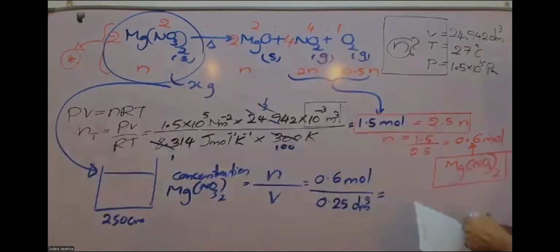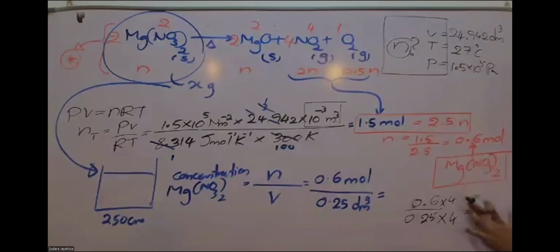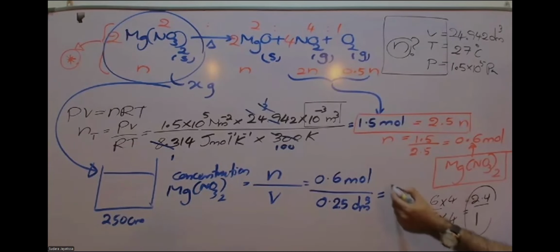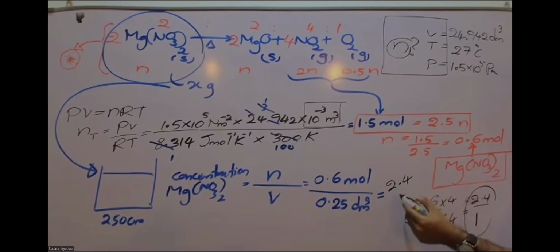Okay. So in this way, again, don't start dividing by 0.25. So, you know, we usually have small math tricks. So you can multiply both sides by 4. Then it becomes 1. Here it will become 2.4. So then your answer is going to be 2.4 moles per decimeter cube.